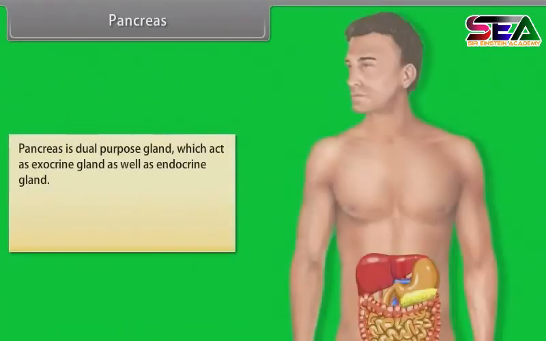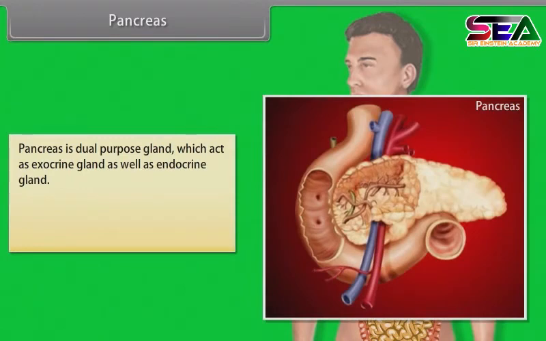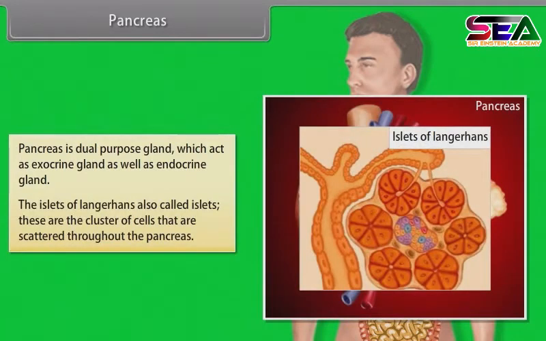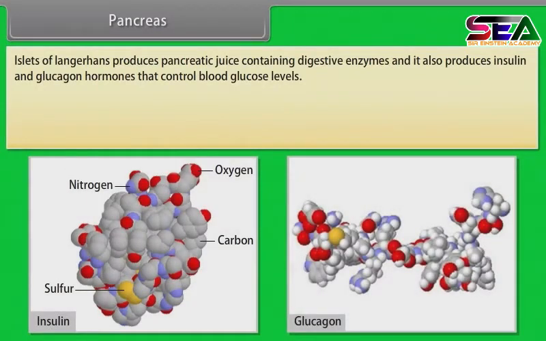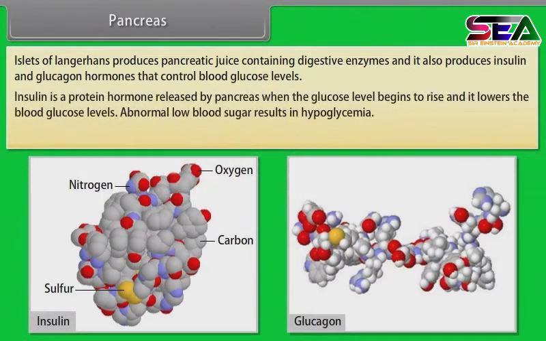Pancreas. The pancreas is a dual-purpose gland which acts as an exocrine gland as well as an endocrine gland. The islets of Langerhans, also called islets, are clusters of cells that are scattered throughout the pancreas. The pancreas produces pancreatic juice containing digestive enzymes, and the islets also produce the hormones insulin and glucagon that control blood glucose level. Insulin is a protein hormone released by the pancreas when the glucose level begins to rise, and it lowers the blood glucose level. Abnormally low blood sugar results in hypoglycemia.